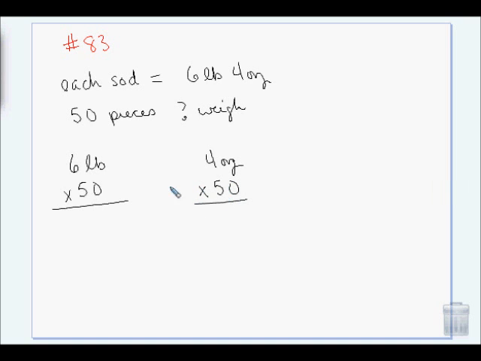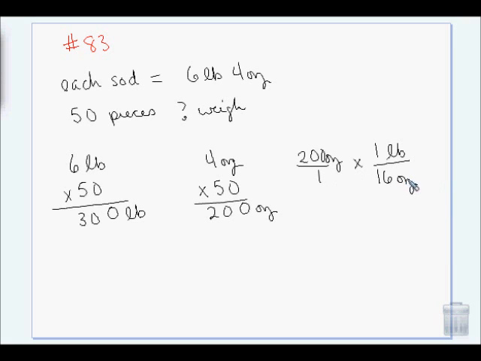Does that make sense? Because I have 50 pieces, and so each part of that is going to be times 50. So I bring down that 0. So that's 300 pounds. I bring down this 0, so that's 200 ounces. It shouldn't be 200 ounces, though. We need to take this now and convert this to pounds. And in 1 pound, you have 16 ounces. Okay? So essentially, I'm going to be dividing 200 by 16.